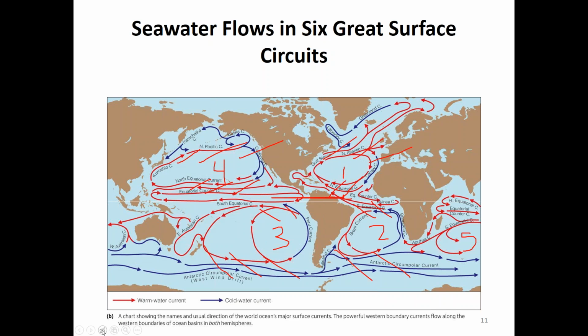But you notice that the title of the slide says there are 6 great surface circuits. Where is the 6th? Anyone want to take a guess? The next slide? Nope, it's on the map here. Is it around Antarctica? It's the Antarctic circumpolar current, exactly.